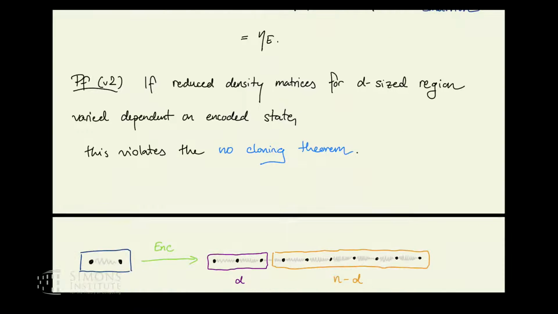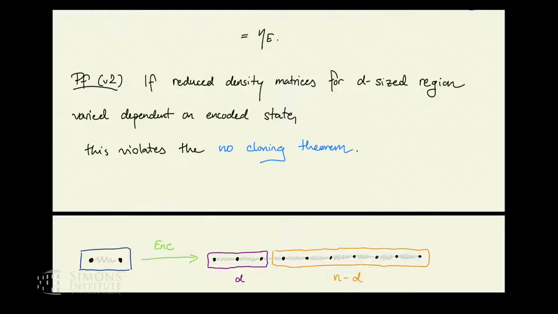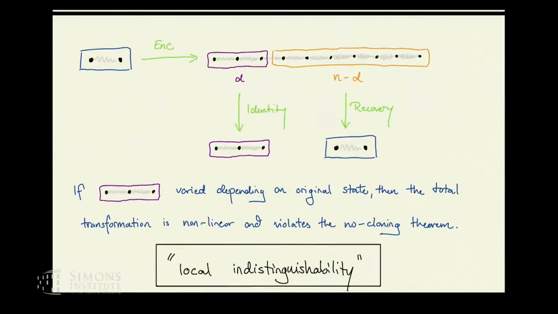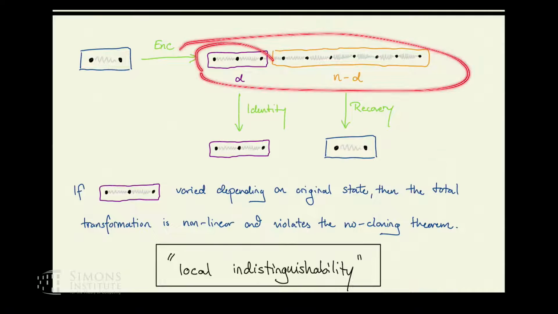A second proof that's maybe a little bit more intuitive comes from the no cloning theorem, which is you want to say that if I had an encoding map that looked like this, here's, I'm going to draw it now, I have 2 qubits, I encode them in all these qubits, and here's a d-sized region.